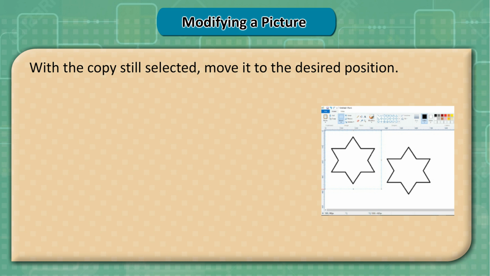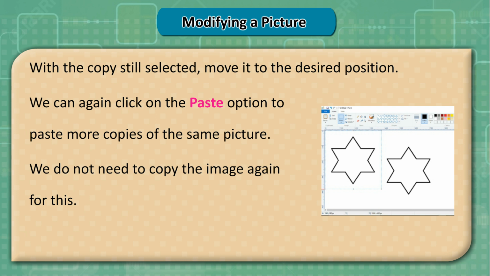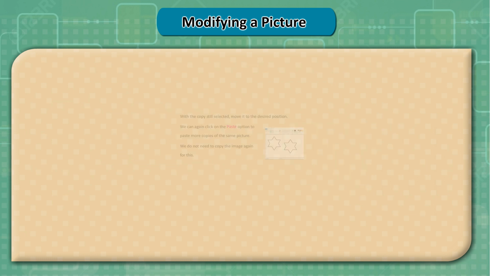With the copy still selected, move it to the desired position. We can again click on the Paste option to paste more copies of the same picture. We do not need to copy the image again for this.